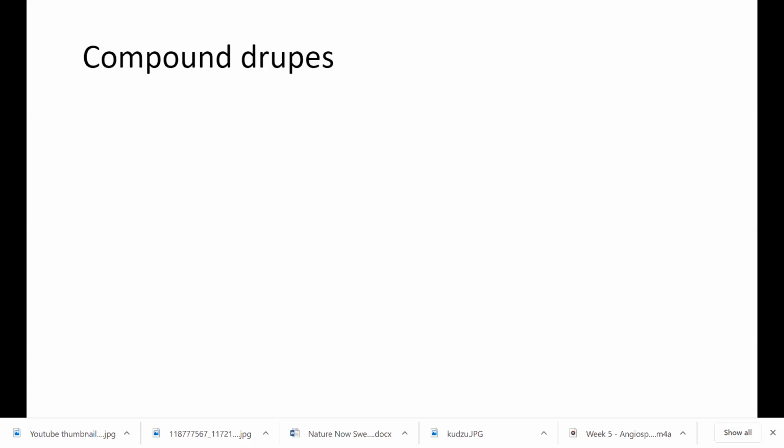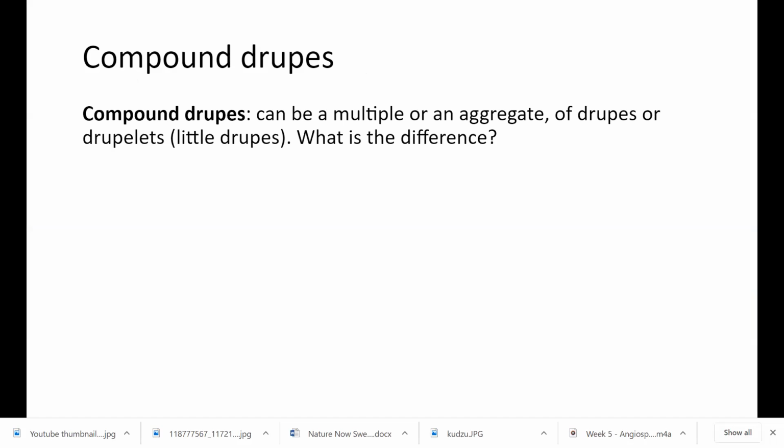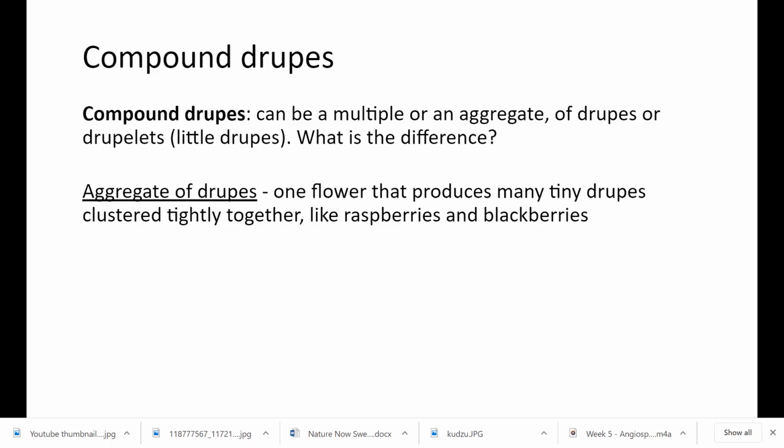We have examples of compound drupes. That's when you've got, they can either be a multiple or an aggregate. And we call them drupelets, right? Little drupes. And so what's the difference between those? So an aggregate of drupes, or aggregate of any type of fruit, is one flower that produces many tiny drupes. They're clustered tightly together, so they look like a single fruit. And so an example of that would be raspberries and blackberries, right? If you look at those closely, you can see that there are little teeny drupes, or drupelets, that are clustered together. And so that forms an aggregate of drupes. It looks like a single fruit, but it's actually a compound one.